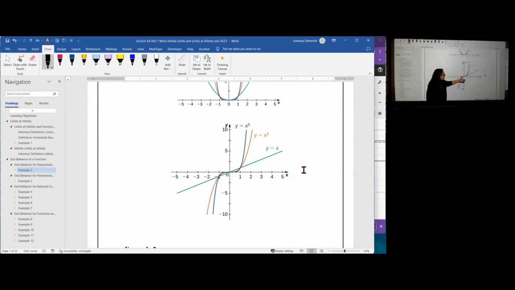The fifth power, it's hard to tell in here, but it gets flatter between -1 and 1 than x cubed, but it's steeper between -1 down to -infinity, and between 1 and infinity. So you can see in the case where the power is odd, we have different end behavior on the left than we have on the right.